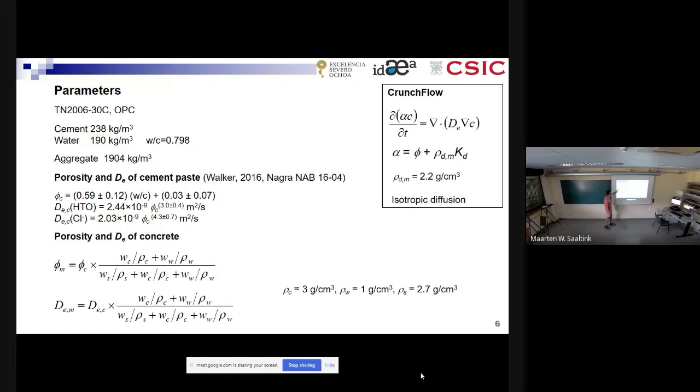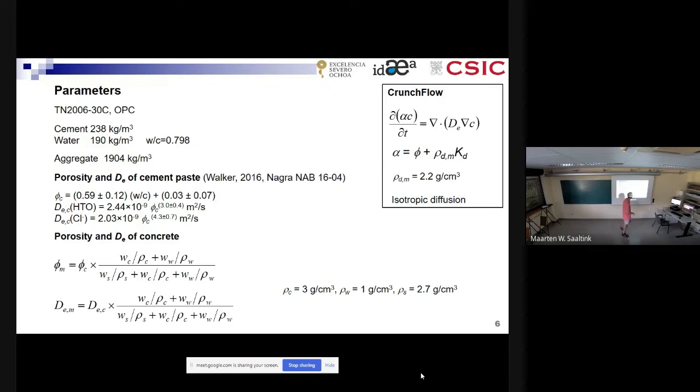So with this, we can estimate values for the porosity and the diffusion coefficients for the cement paste. But we don't have cement paste, we have concrete. So we have cement plus aggregate, plus sand and gravel. So I multiply both porosity and diffusion coefficients by a factor, which is basically the ratio between the volume of cement and the volume of concrete, which I estimate using the weight proportions and densities of cement, water, and the aggregate. So we go from these values for the cement to the same values for the concrete.